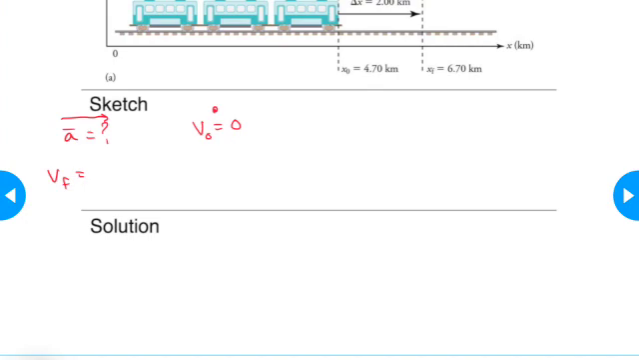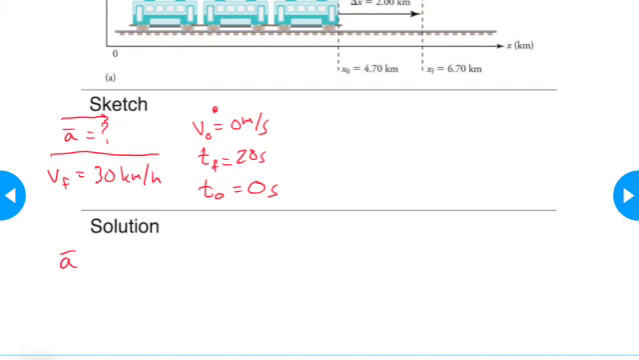Initial should be 0, so it's just a point. And our final is 30 kilometers per hour. That's in kilometers per hour, but everything else is going to be meters and seconds, so we do need to convert that. Time final is 20 seconds, and time initial is 0 seconds. We have everything we need, and the one thing we're looking for, using the average acceleration formula, sorry, I didn't draw the arrow for that as well, is the change in velocity over change in time, which is final velocity minus initial velocity over final time minus initial time.